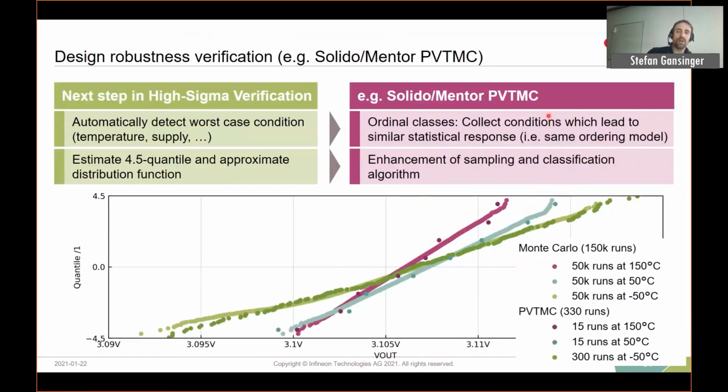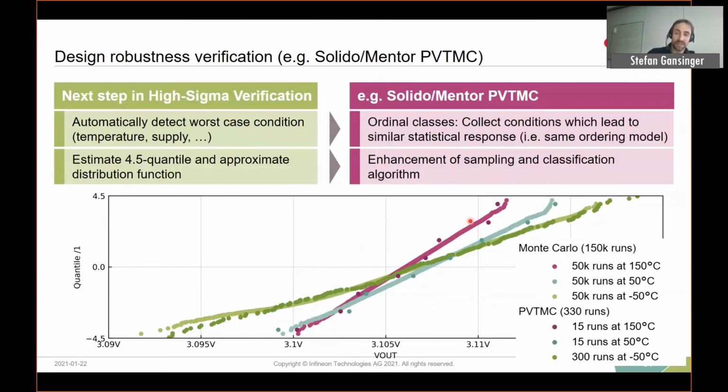The ordinal class is estimated by using the same ordering model idea that has been used for high sigma Monte Carlo. So if the ordering model is valid for several conditions, or the same ordering model, they fall into the same ordinal class. And for the estimation of the distribution function, the paper just states it's an enhancement of the sampling and classification algorithm compared to high sigma Monte Carlo. So we are really lacking the details here.